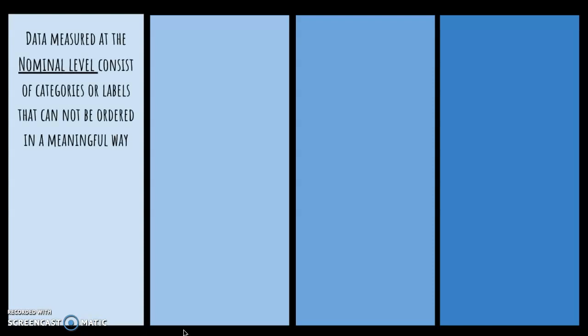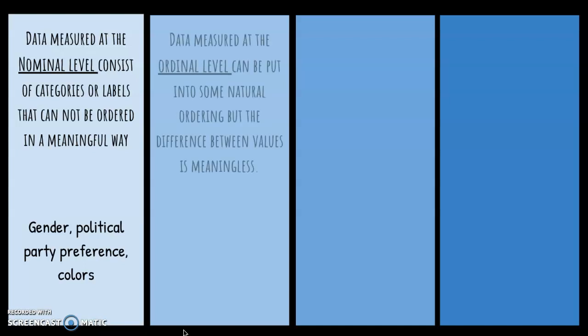The nominal level consists of data that belongs to categories or labels. And this type of data cannot be ordered in any meaningful way. So an example of this might be gender. So we're not going to put females before males or vice versa. Political party preference. So we can't order Democrats, Republicans, Independent Party. When we write them in a list, which one we put first really has nothing to do with the data itself. Colors, for example, or we could talk about eye color, would be measured at the nominal level. There is no ranking of eye color.